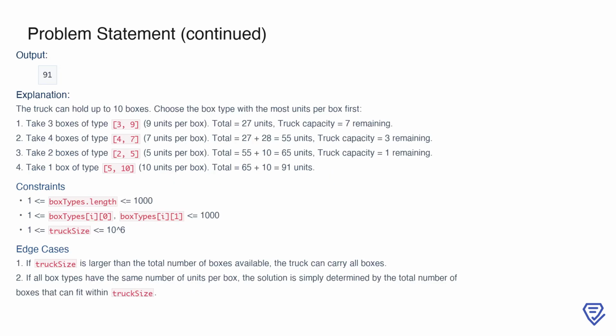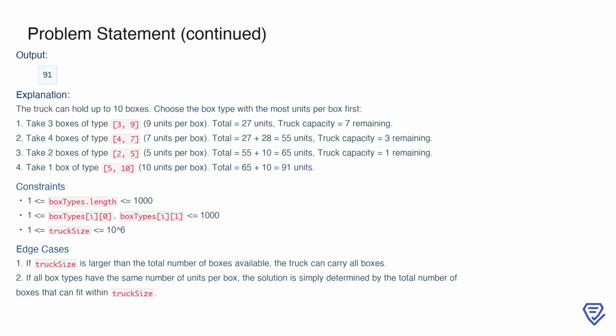In the second example, we have 4 different box types with various units per box, and the truck can hold up to 10 boxes. We start by selecting the box type with the highest units per box, which is 9. We take 3 boxes of this type, adding 27 units to our total, leaving space for 7 more boxes. Next, we take 4 boxes of the type with 7 units per box, adding 28 more units, with room for 3 more boxes. After that, we take 2 boxes of the type with 5 units per box, adding 10 units, leaving space for just 1 more box.